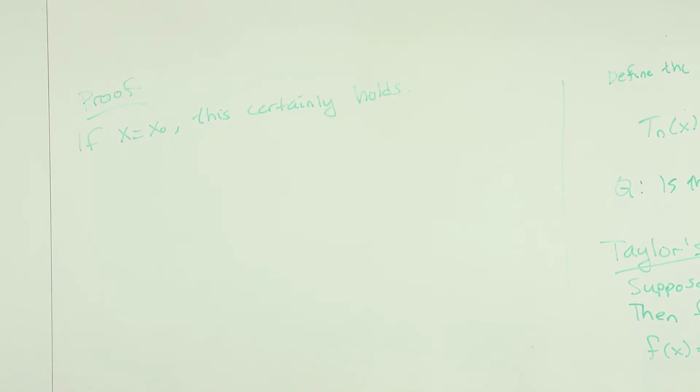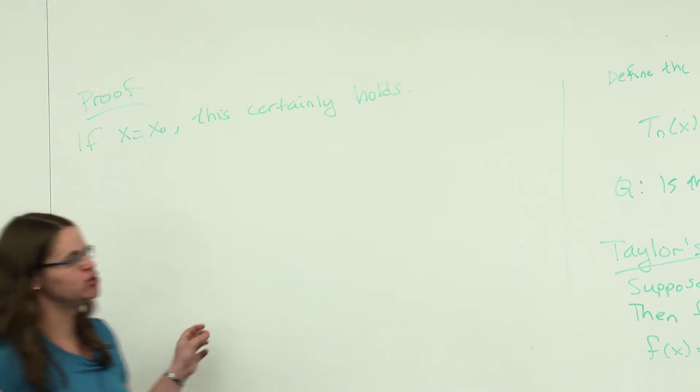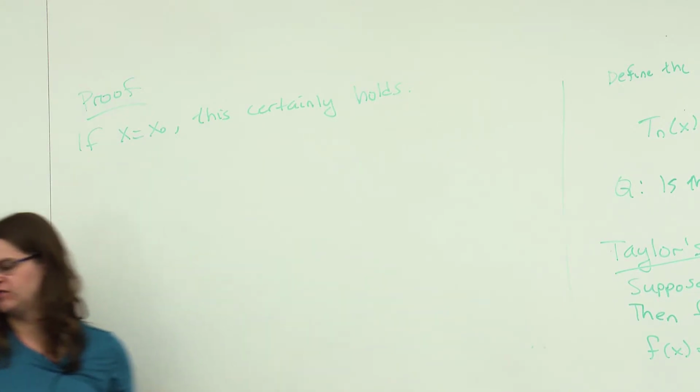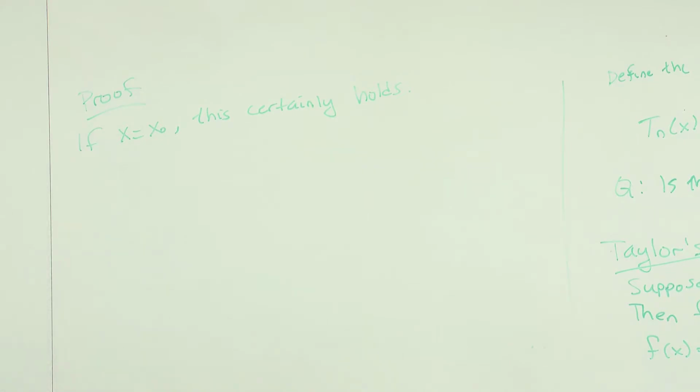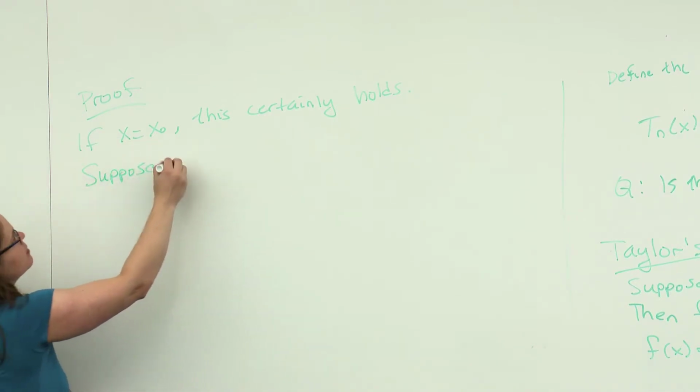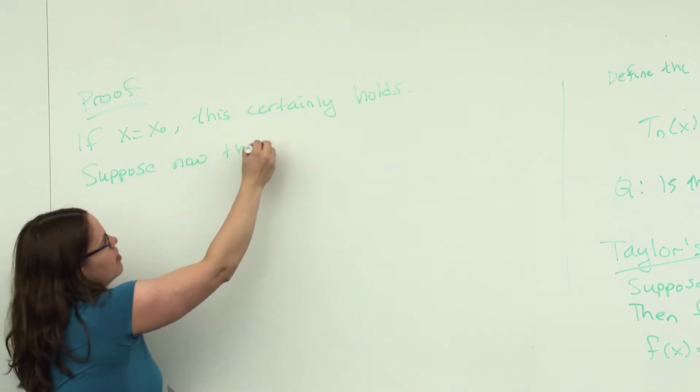So let's focus on the case where x is not equal to x naught. The reason I'm making this distinction is because I'm expecting things like x minus x naught might pop up in denominators or something when we do the rest of this proof. So I want to throw this case away. So let's suppose now that x is not x naught.